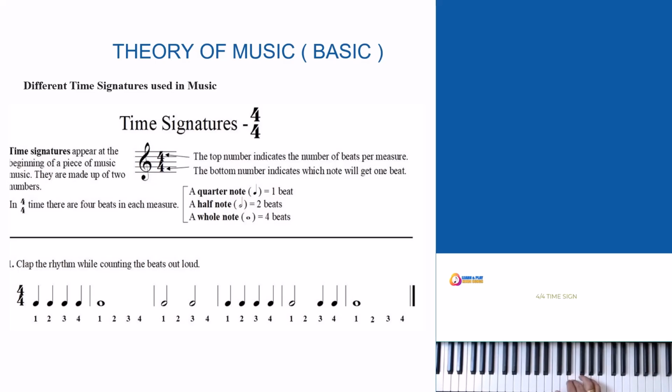Next: E, E, E, E. The full bar is having 4 notes. So we played 4 individual notes. Next: E, 2, E, E. So E was held for 2 beats and again 2 E's were played, for 3 and 4. Last one: E, 2, 3, 4.